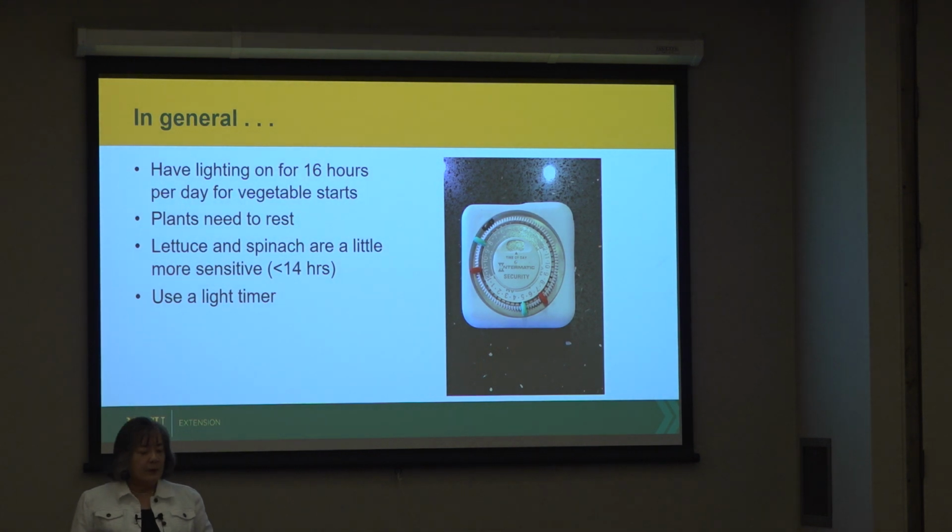So in general, you can have the lighting on for 16 or 18 hours per day for vegetable starts without harming them. We don't want to go full 24 because plants do need to rest a little bit. They need to conduct respiration. Be a little careful with lettuce and spinach because if you're growing them in a situation where it's a little on the warm side, you can induce them to bolt or flower if you're getting into 16, 18 hours. But for the most part, most of your vegetable seedlings would be fine at 16 or 18 hours a day. You don't have to go and turn your lights on and off. You can use a simple light timer.